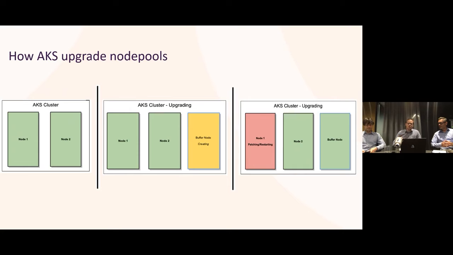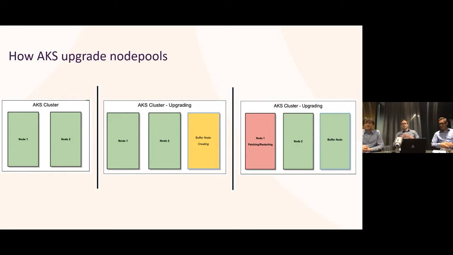But then the worker nodes are upgraded. As you can see on the left here, we have a cluster with 2 nodes in this example. First a node is added to this cluster. It's a buffer node, on the new upgraded Kubernetes version. When that is made available to the cluster, then the first one of your existing nodes is cordoned and drained, then patched and restarted. Then the second node, etc., until the entire cluster is upgraded. Really nice and easy. It at least sounds like that.